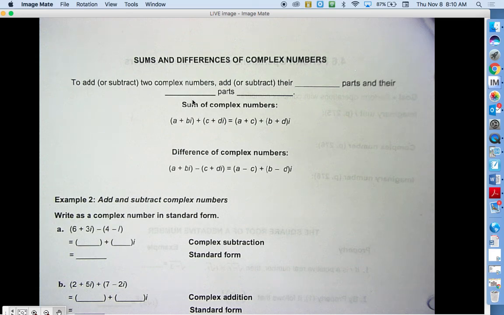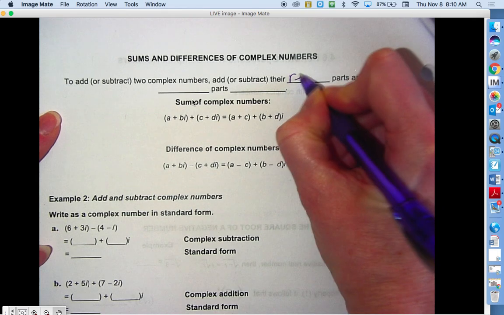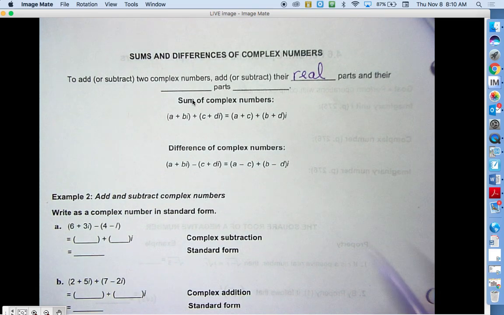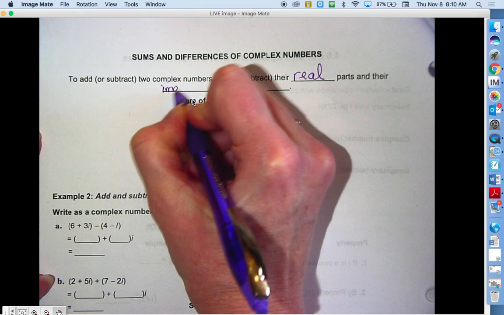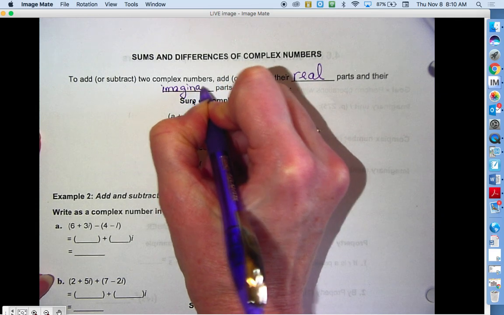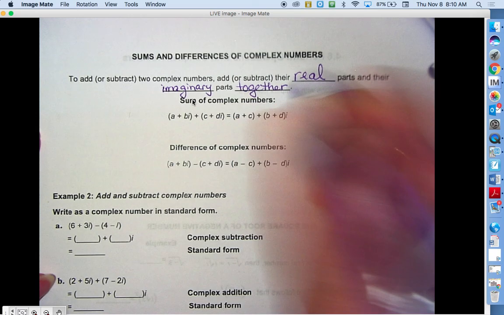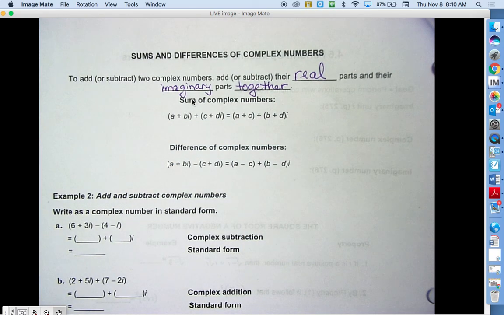So at the top of the next page, we're going to try and see if we can add and subtract complex numbers. So to add or subtract two complex numbers, it says add or subtract their real parts. So we're going to add the real parts together and their imaginary parts.